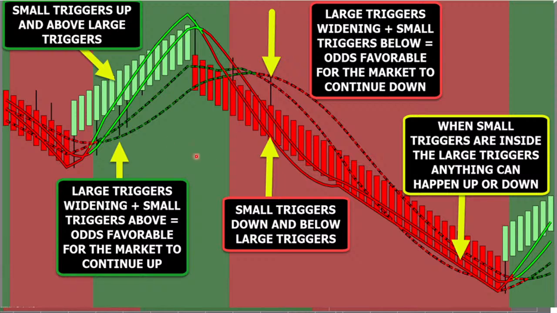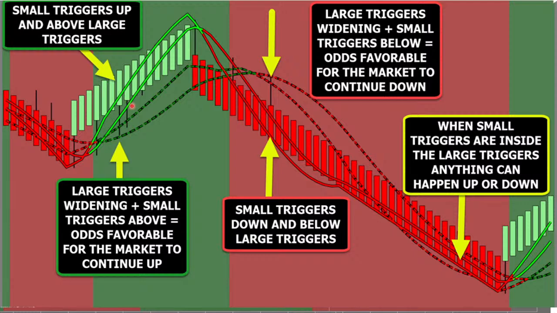So when the background is green on your large chart, the market's going up. That's the most basic lesson that you'll ever get. Green is up, red is down. In order to have rule number 1 met, in order to have strong triggers, the advantage of momentum on your large chart, the small triggers have to be up and above the large triggers. The large triggers should be wide and angled in the direction of the trend. And guys, your trigger lines have to be green as well. Otherwise, you don't have strong triggers.